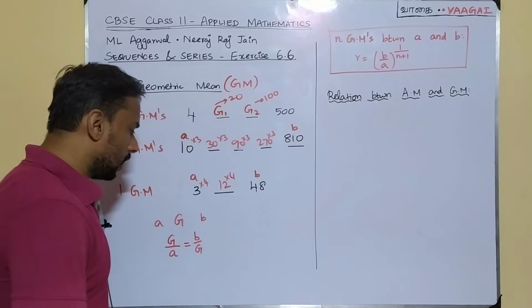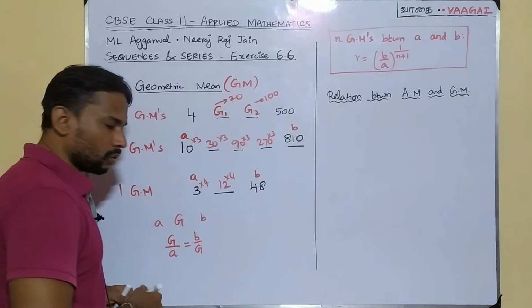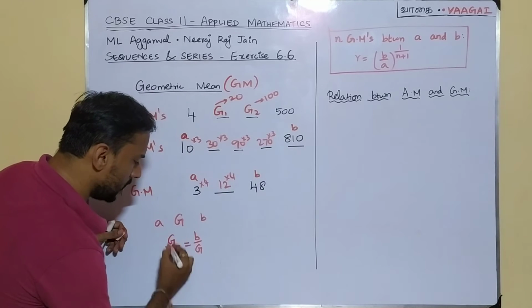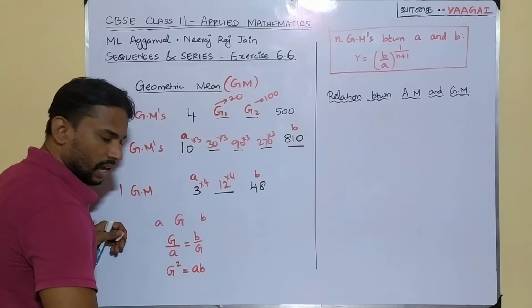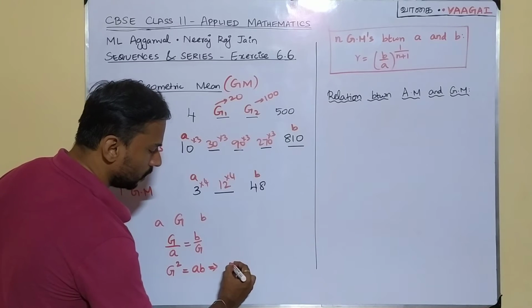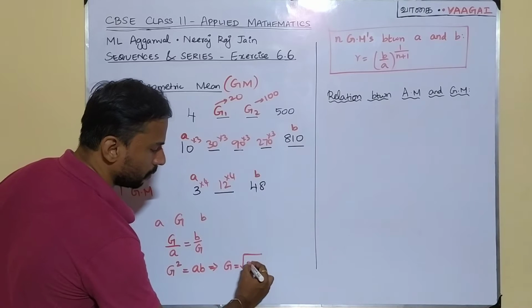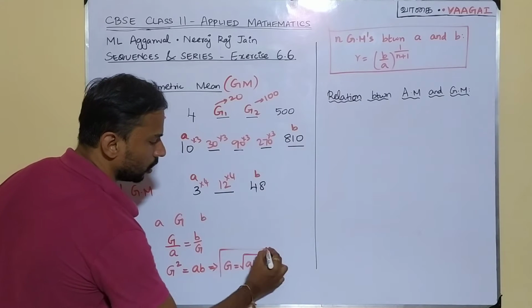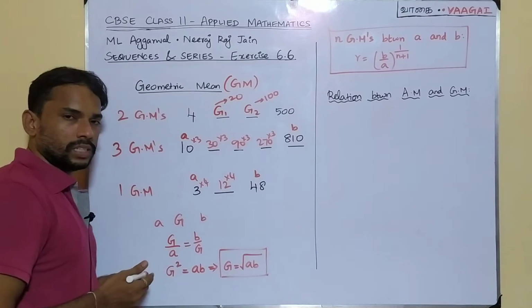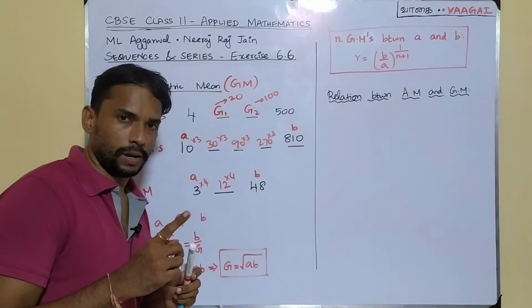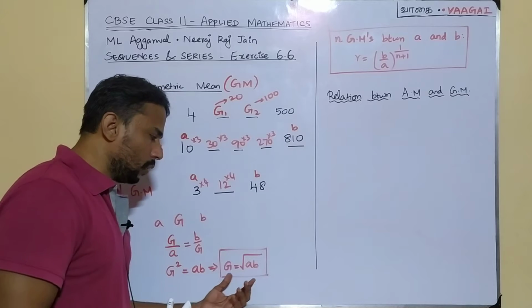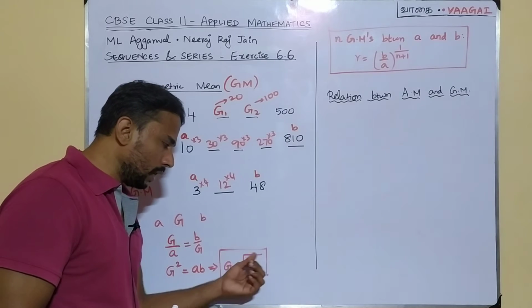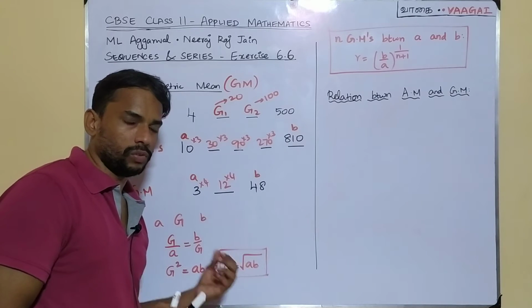That means now I can just cross multiply. If you cross multiply, what happens? You will have g into g, g square is equal to ab. This is what you will have. And this will in turn give you what? g is equal to square root of ab. So if you have a situation to insert only one geometric mean between any two distinct values a and b, what you can do here? We can simply find the square root of ab, the product of those two values.